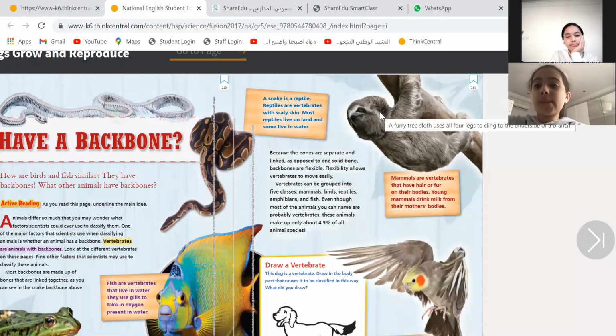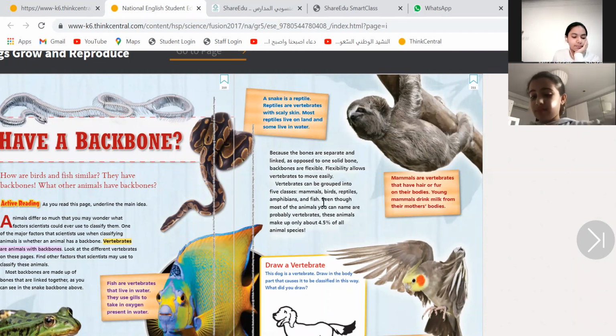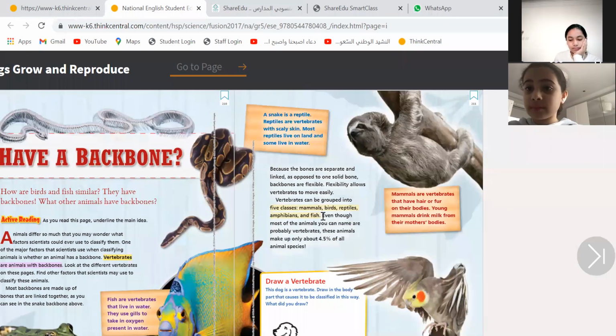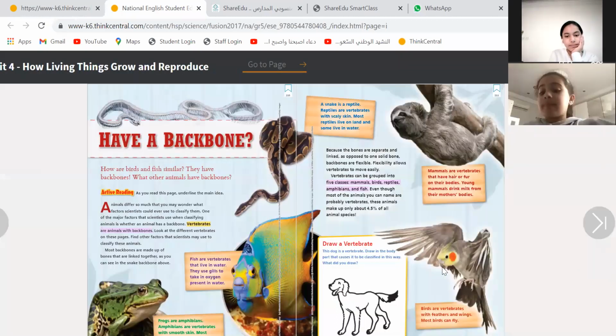Vertebrates can be grouped into 5 classes. All these 5 classes are vertebrates. What are they? Can you tell me what they are? Read it from your book. Mammals, birds, reptiles, amphibians, and fish. Excellent.